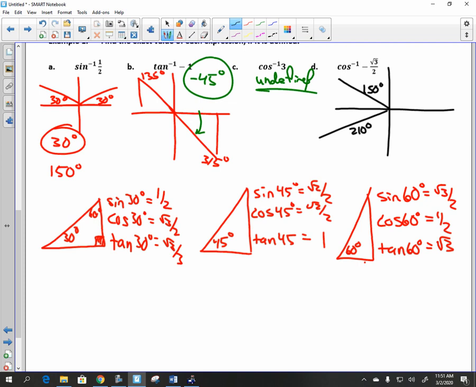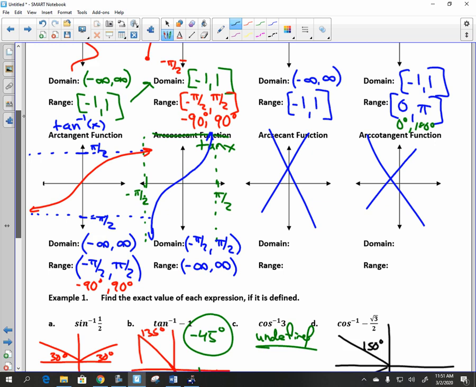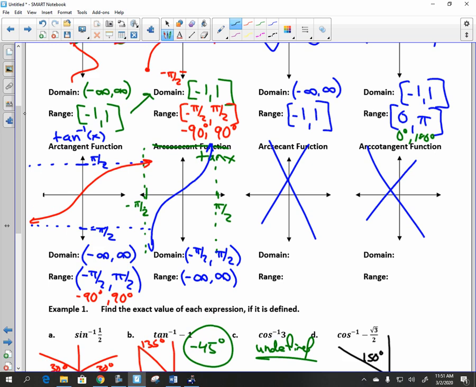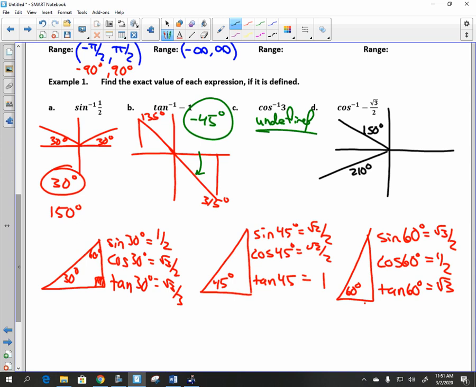Can you tell me, is arc cosine going to give me 150 or 210? Why will it give me 150? It has to be between 0 and 180. So therefore, the arc cosine of negative root of 3 over 2 is in fact 150 degrees. That's the value that we determined.